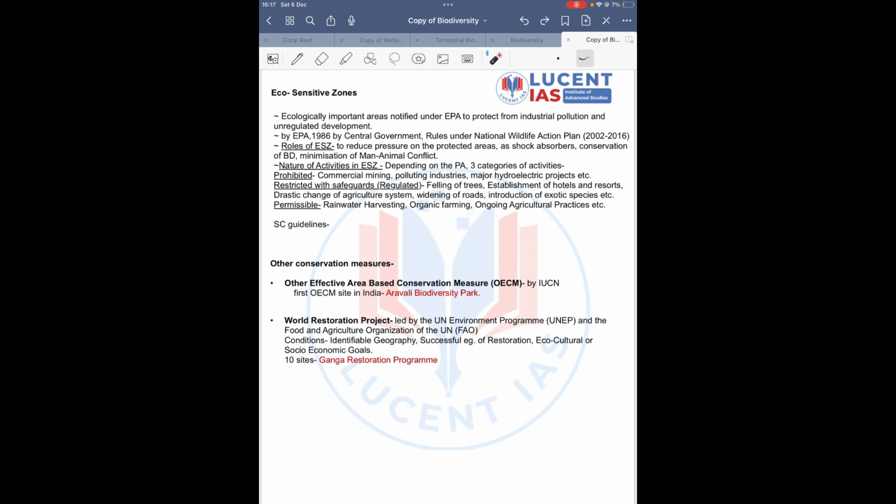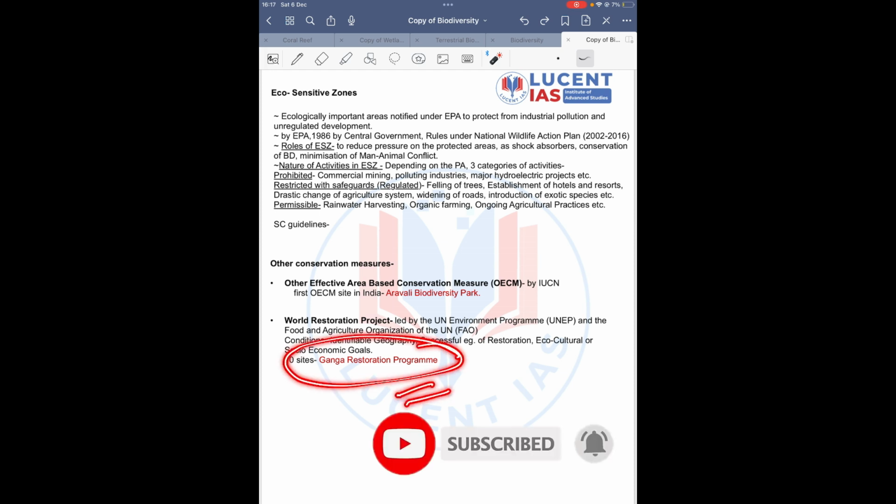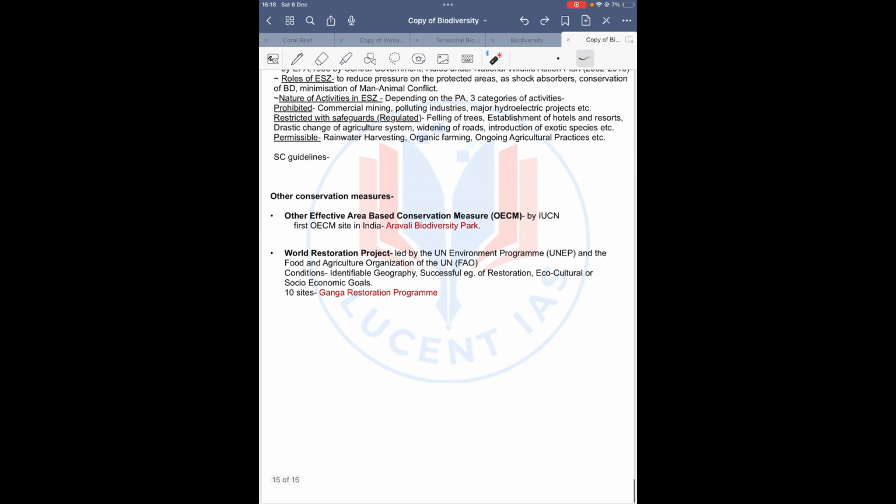Then the World Restoration Flagships, led by the United Nations Environment Programme and the Food and Agriculture Organization. So what do they do? They identify areas which are environmental measures or protected areas that have successfully transitioned from degradation to conservation. There are a total of 10 sites. The Ganga Restoration Programme is one of them. Clear? So this is all about biodiversity.